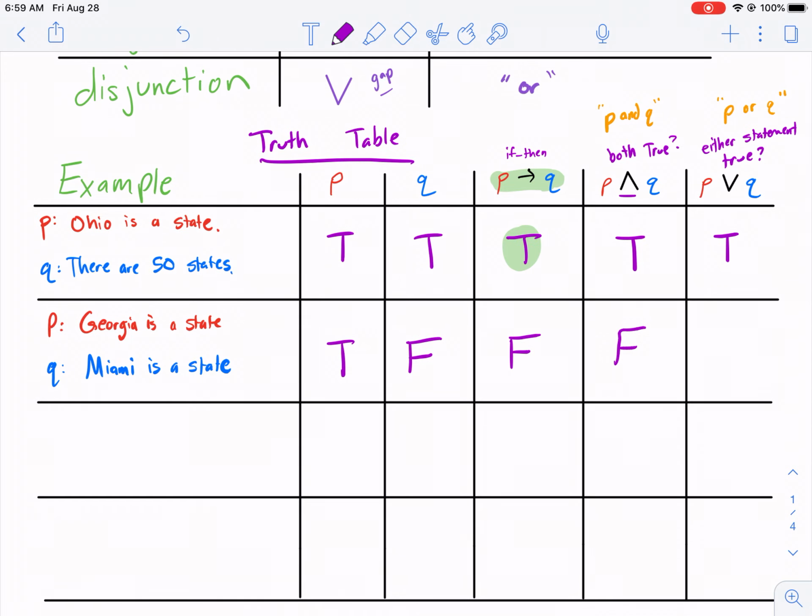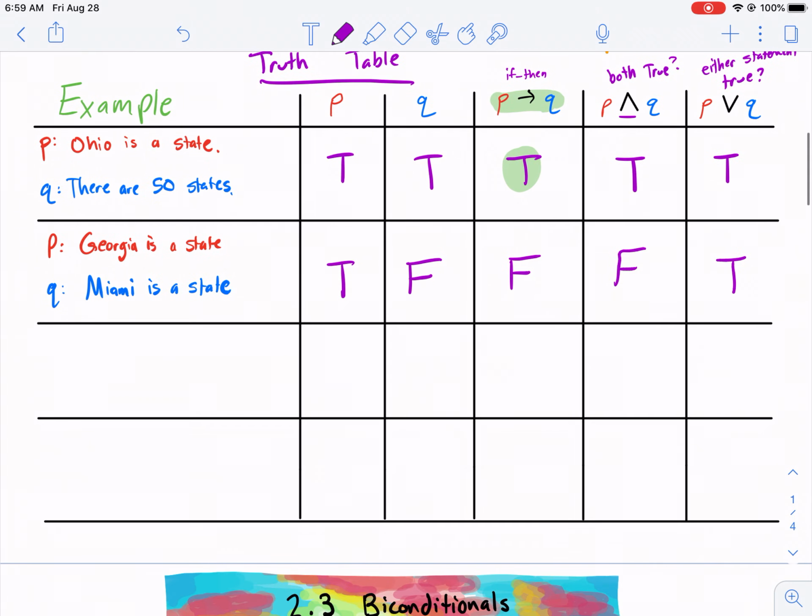Now P or Q, are either one of these true? Yes. Georgia is a state is true, therefore P or Q is a true statement, because we're talking about either one. If only one is true, then we're good to go, okay? Next one, hypothesis. We have 2 plus 2 equals 5.